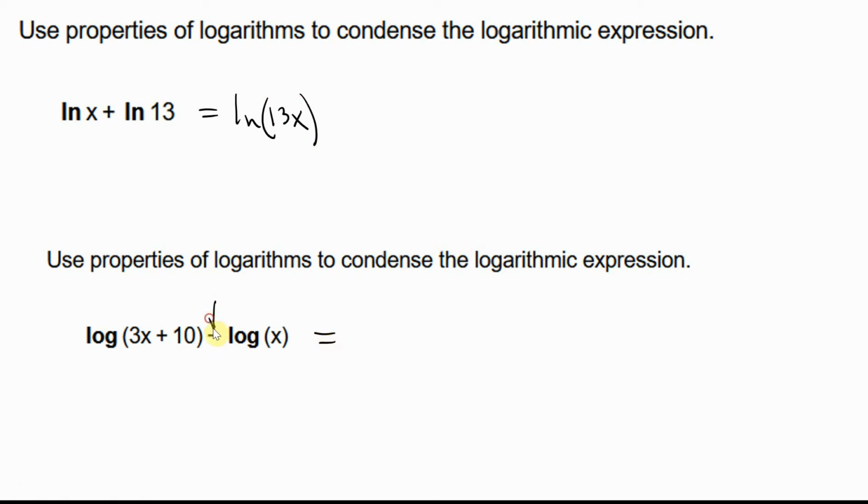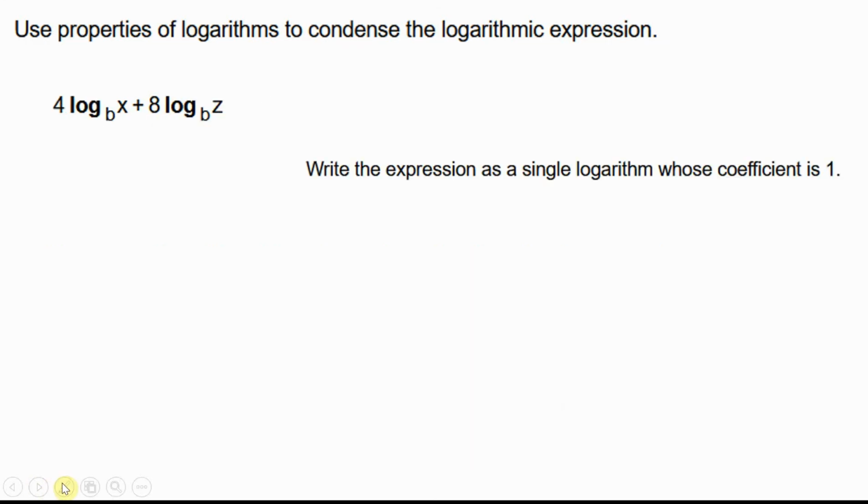This is minus, so it's going to be division. So this is log. If there's no base, that's a common base of 10, so we don't have to write it. So this is 3x plus 10 all over x, right? Put it in parentheses if you want to. You don't have to.